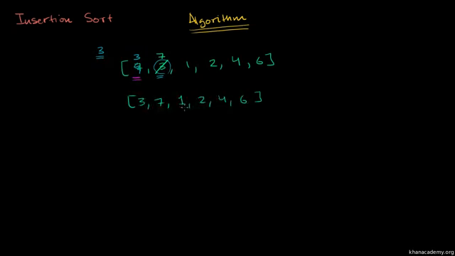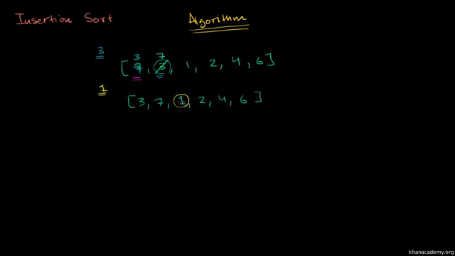Now we can move on to the 2nd element, which is this 1 over here. You take that 1, I'll put it on the side right over here, and you compare it to each of the elements before it. OK, is 1 less than 7? Sure, 1 is less than 7.